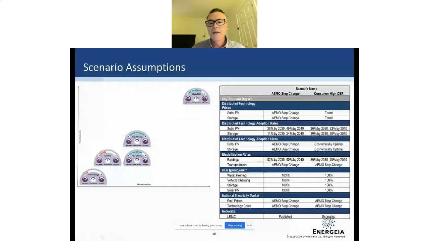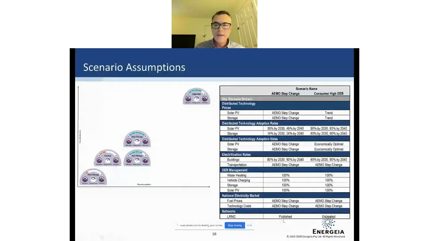Now for DER management, this assumes that 100% of the capacity is available for virtual power plant optimization between consumer benefits, grid benefits, and wholesale benefits. And that may be an over-exaggeration, but again, we wanted to see what the potential was here without having them vary between the two scenarios. And then finally, prices for fuel and utility scale technology costs were the same between the two scenarios.